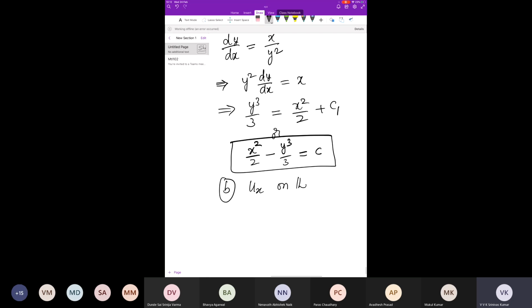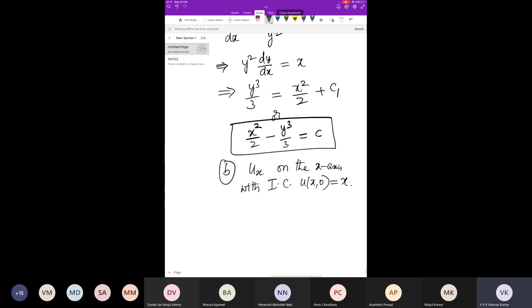On the x-axis, take the same equation with the initial condition u of x comma 0 is equal to x. Without solving for u, finding the derivatives.